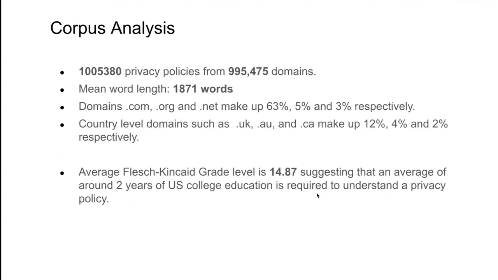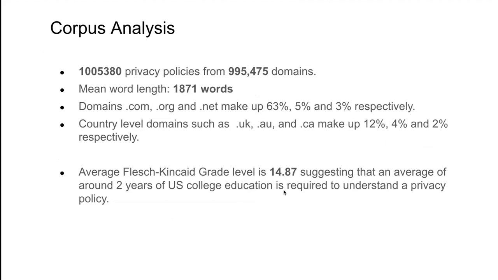Okay, so coming back to the main topic here, we collected a corpus which contained about 1 million policies from about 1 million domains. The mean word length of each policy document itself was 1,871. Domains such as .com, .org, and .net made up 63%, 5%, and 3% respectively. And we also had other country level domains.